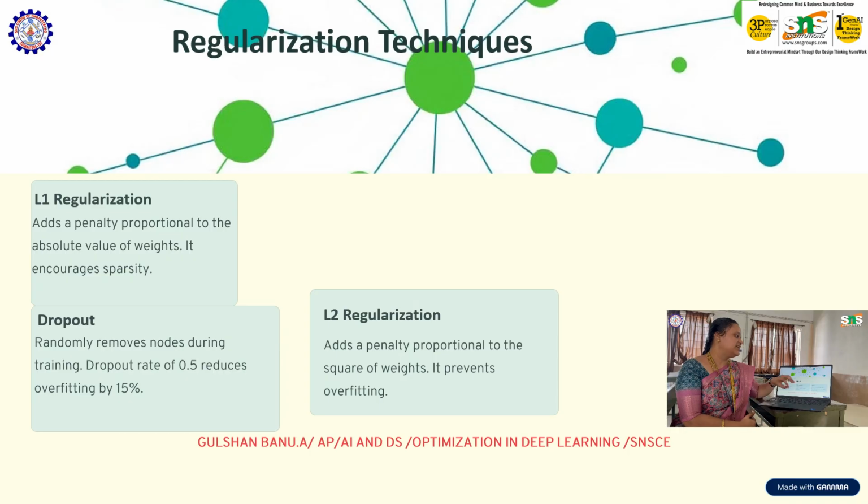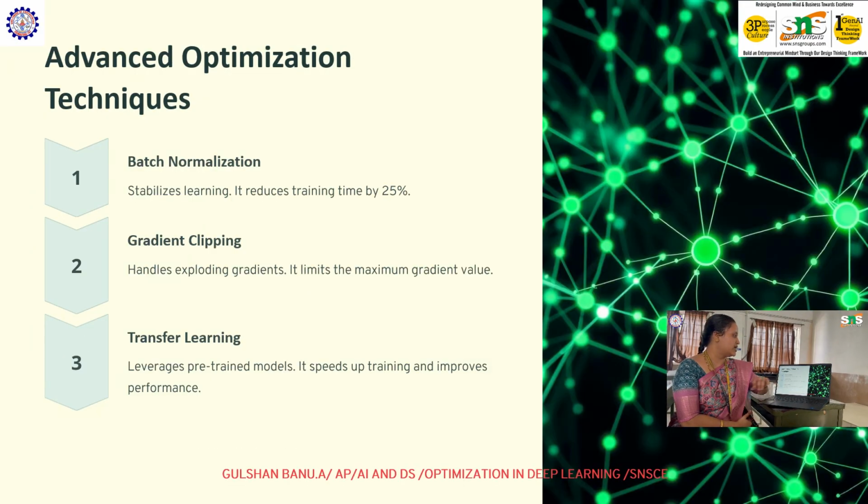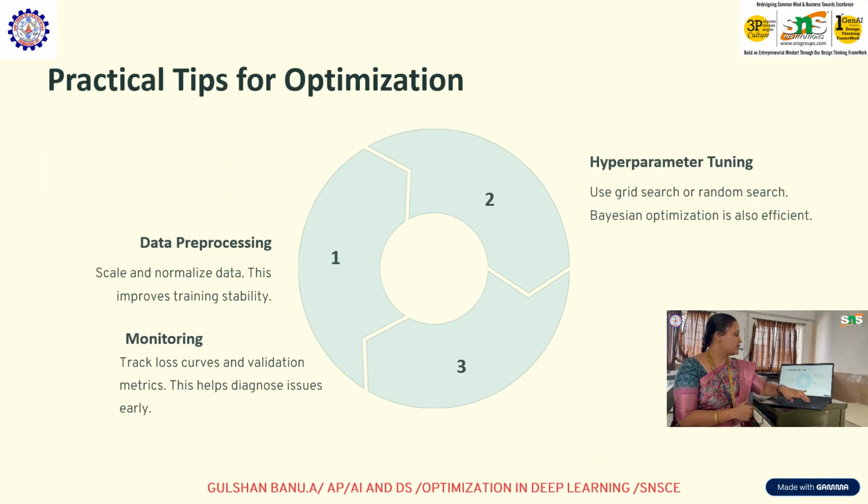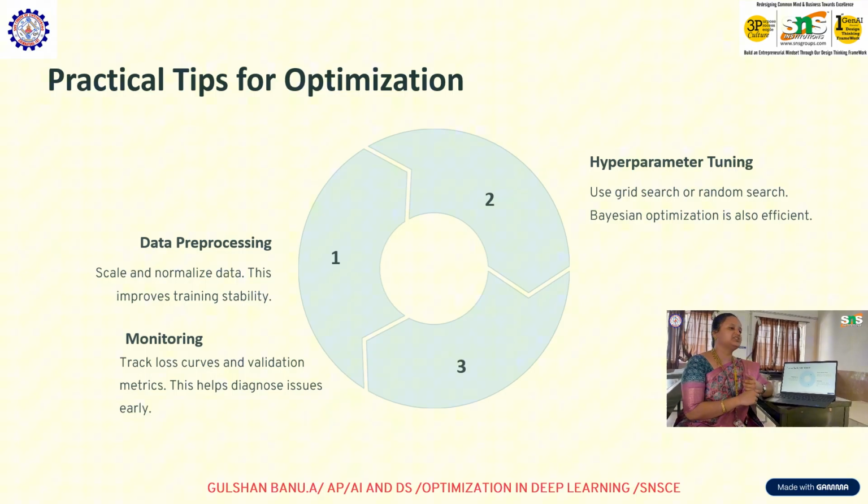So you have certain regularization techniques which are already explained in this process: L1 regularization, L2 regularization and dropout regularization. The advanced optimization techniques that you will be using are batch normalization, gradient clipping and transfer learning. Now, what are the practical tips for optimization? You will have certain practical tips which you have to execute.